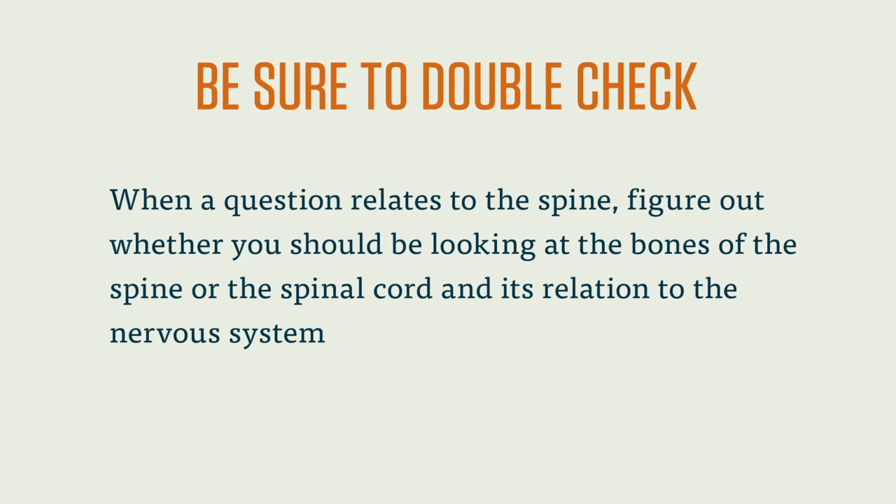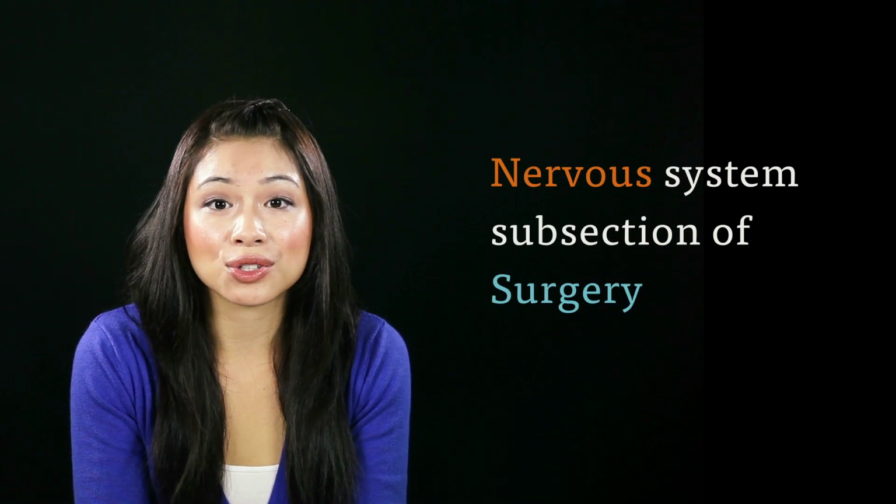If you've located a key term that tells you a question is related to the spine, double-check to figure out whether you should be looking at the bones of the spine or the spinal cord and its relation to the nervous system. Procedures that affect the nervous system, such as a decompression of pressure on the spine, will be found in the nervous system subsection of surgery.